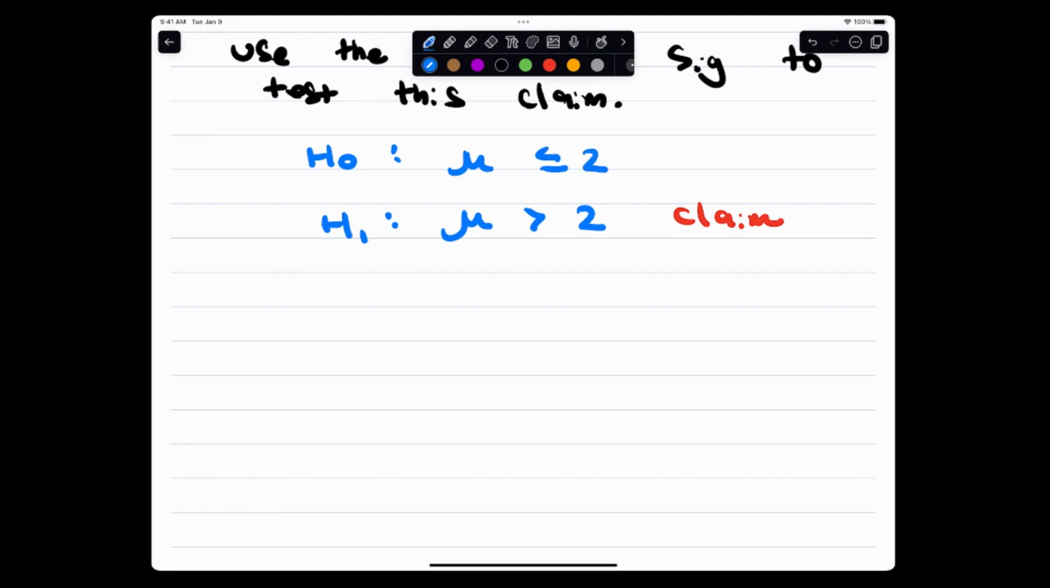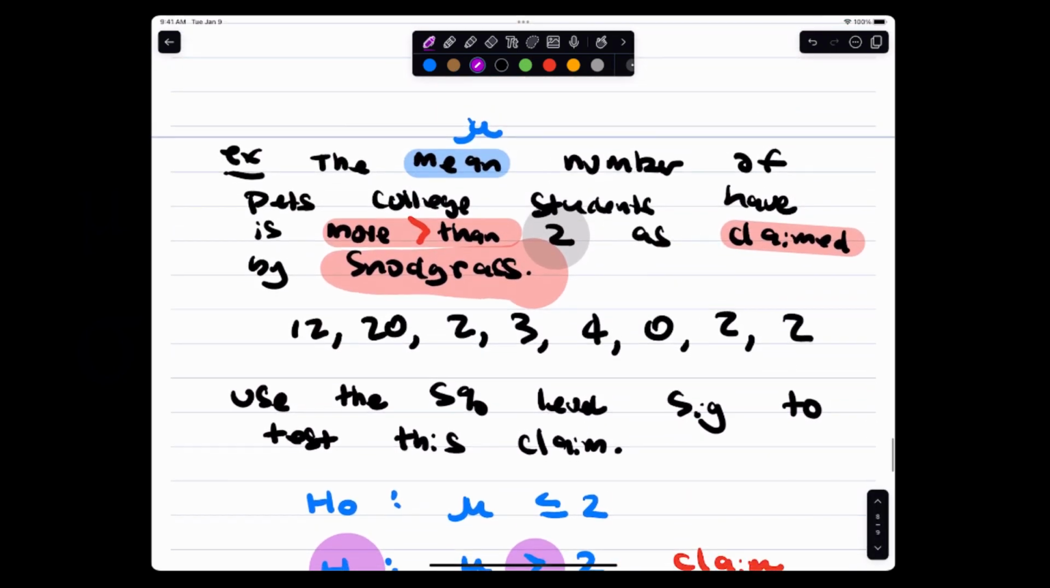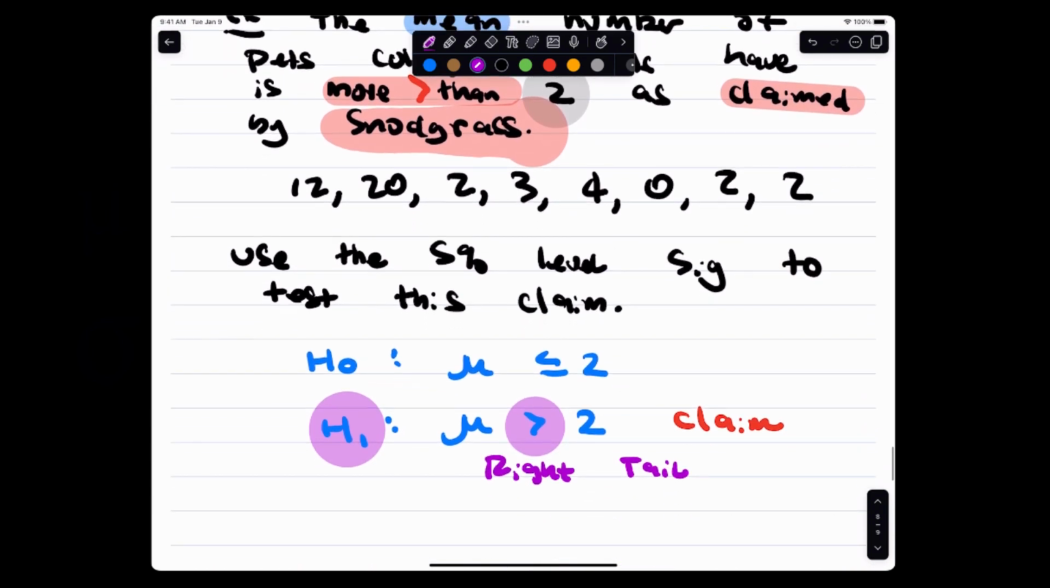So, again, this is going to be a right tail test. Okay, you guys okay with that? You guys see the point?